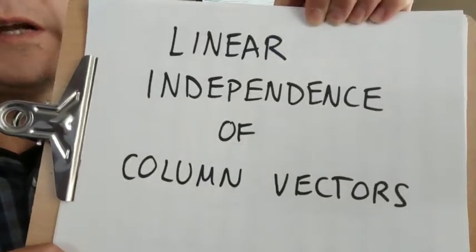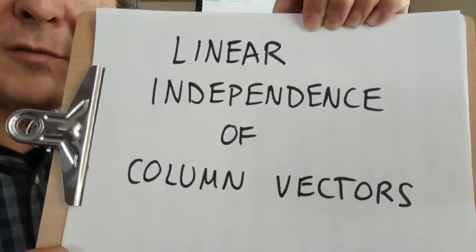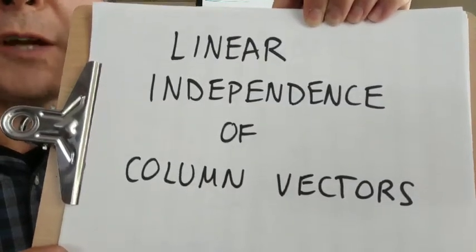We talked about linear independence of vectors in general last time. Now I want to look at the special case of linear independence of column vectors in Rn.